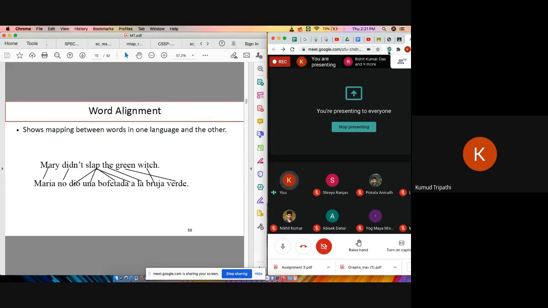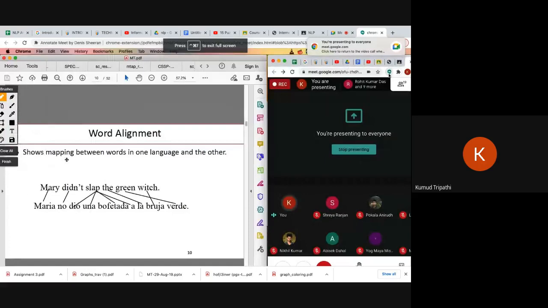Here you can see the lines represented. This Mary has this corresponding word. "Didn't" is represented here. And you can see that this word "slap" is represented with these three words in French. So this is also one of the problems: one to many mapping.